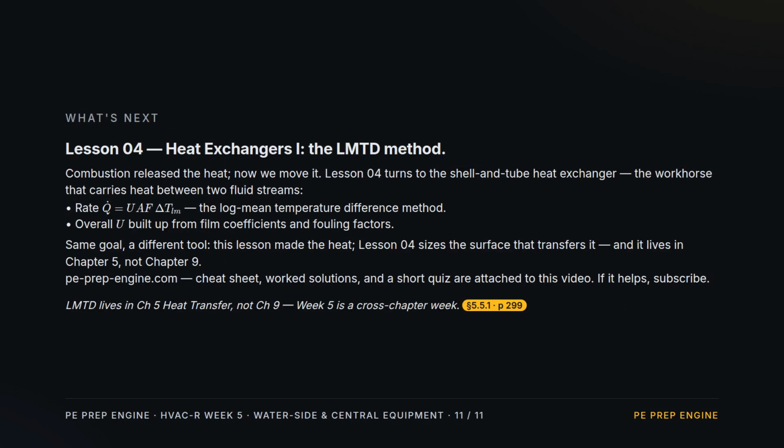Next up, Lesson 4, Heat Exchangers, the LMTD method. Combustion released the heat, now we move it. We turn to the shell and tube exchanger that carries heat between two fluid streams. The rate equals the overall coefficient times area times a correction factor times the log mean temperature difference, with the overall coefficient built from film resistances and fouling. Same goal, a different tool. And note it lives in Chapter 5, Heat Transfer, not Chapter 9.